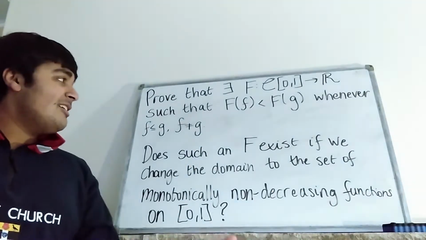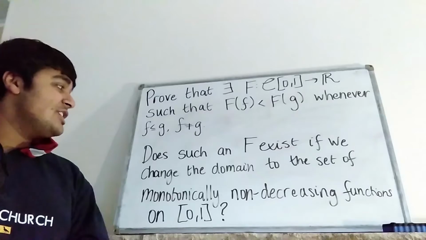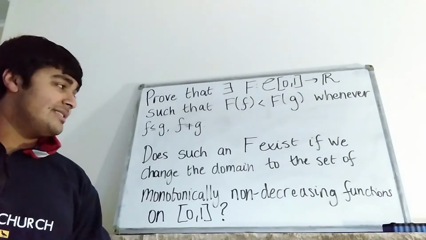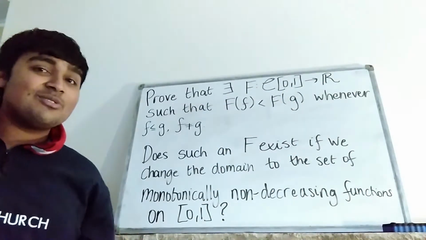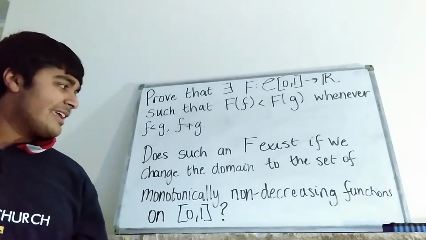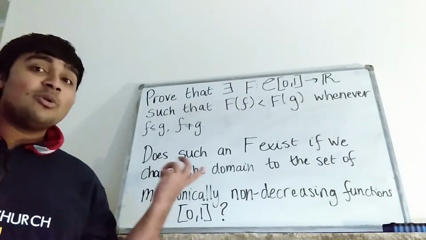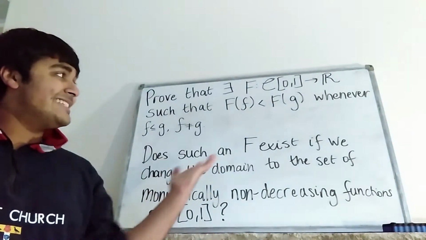Okay, so that's the first part, and in the second part, we want to know, does such an F exist if we change the domain to the set of monotonically non-decreasing functions on the closed interval [0, 1]. So now, instead of looking at continuous functions on [0, 1], in the second part we're looking at monotonically non-decreasing functions on [0, 1], which aren't necessarily continuous, and we want to know if such an F exists.